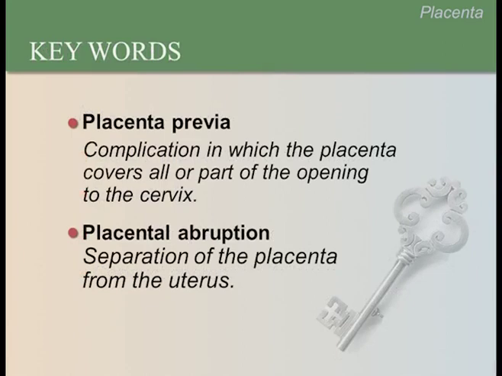These are the key terms that we will use in this lesson. Placenta previa is a complication in which the placenta covers all or part of the opening of the cervix. Placental abruption means a separation of the placenta from the uterus.